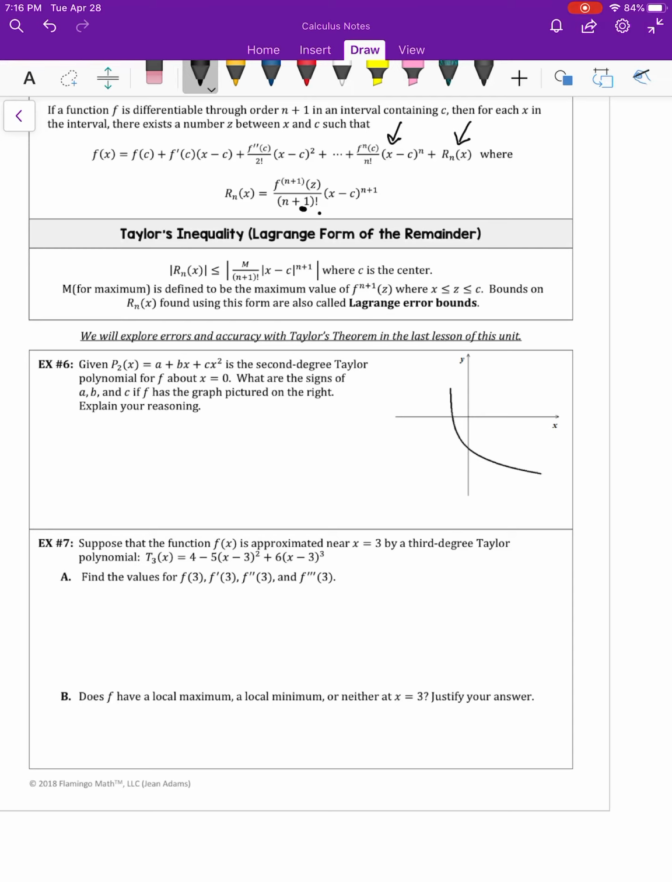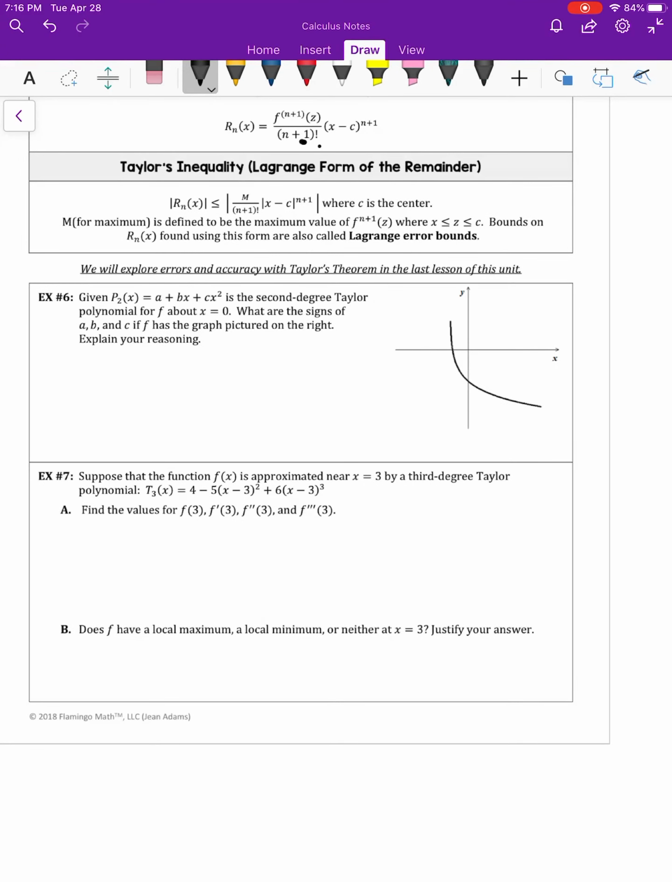So Taylor's inequality, or the Lagrange form of the remainder, is the absolute value of R sub n of x is less than or equal to the absolute value of M divided by n plus 1 factorial times x minus c to the n plus 1, where c is the center. M for maximum is defined to be the maximum value of f of n plus 1 of z, where z is between x and c. Bounds on the remainder found using this form are also called Lagrange error bounds. We will explore errors and accuracy with Taylor's theorem in the last lesson of this unit, although I must admit I don't think it's on the AP exam.